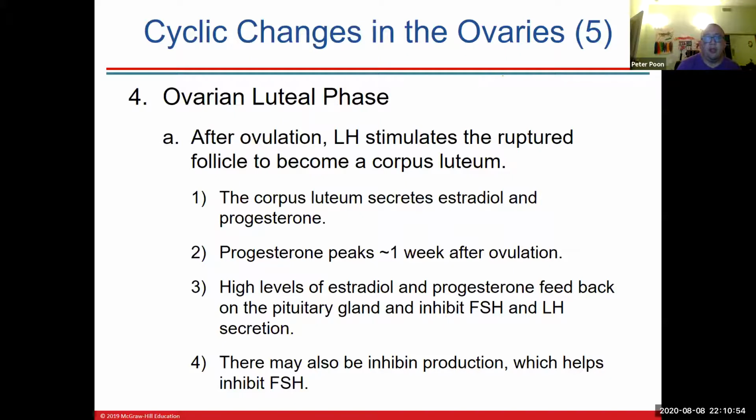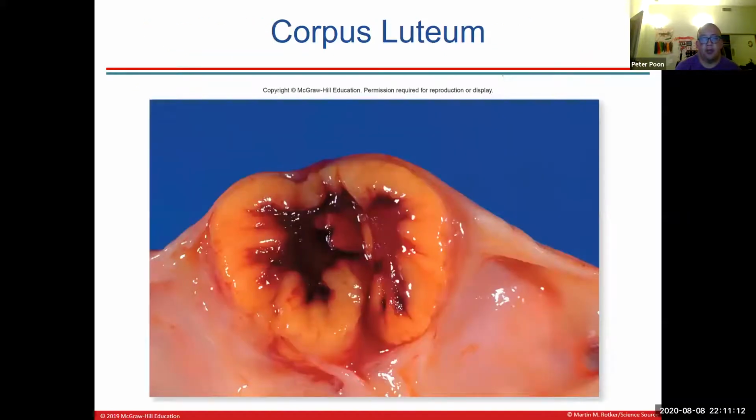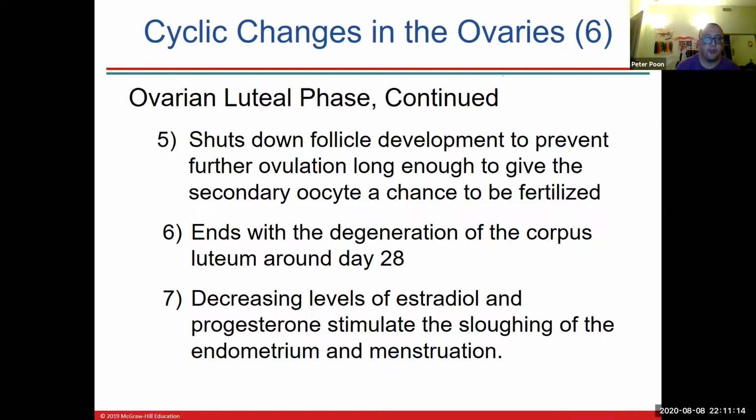The corpus luteum increases its output, so progesterone levels peak about one week after ovulation. About one week after ovulation is when implantation occurs. If there is no implantation, the corpus luteum degenerates about day 28.